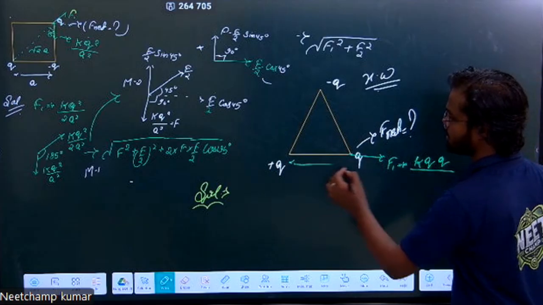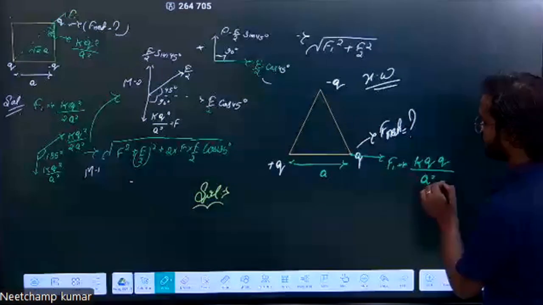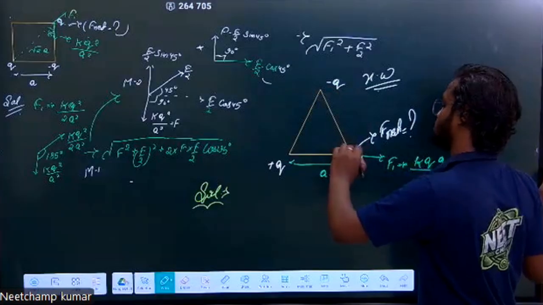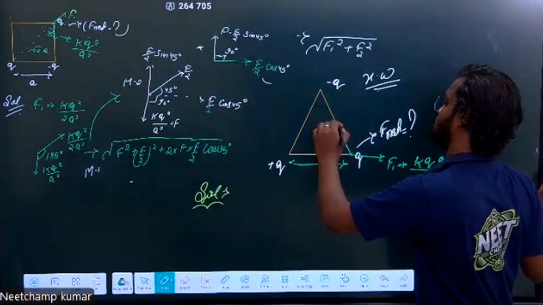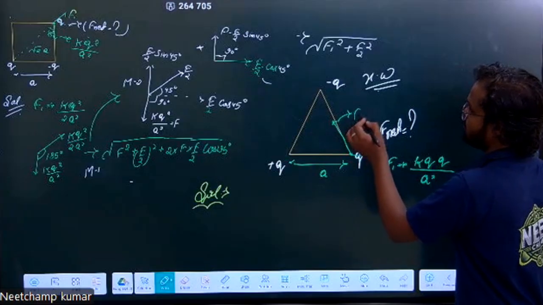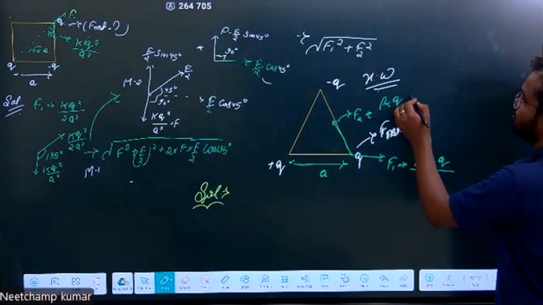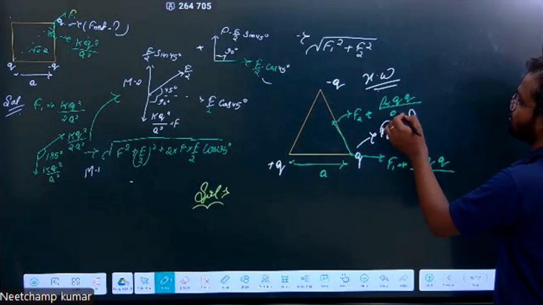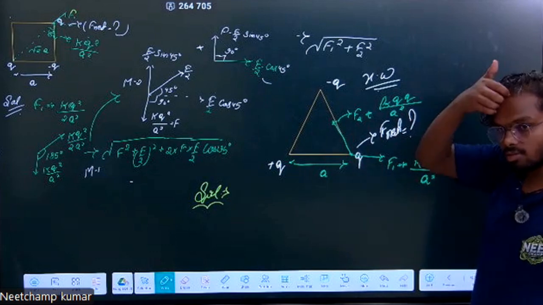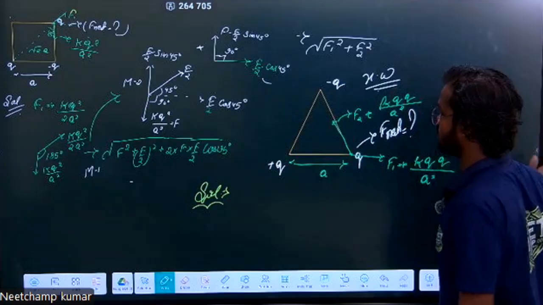You can consider the side of the triangle as A. So the distance is A square. That is the force F1. Now, if we see the force F2, this is a negative charge, so it will try to attract this charge toward itself. And this force will be written as F2, which is equal to K, Q, Q by A square. Remember that we are not considering the minus sign here. Why? Because the direction is considered, so there is no need to consider the minus sign.